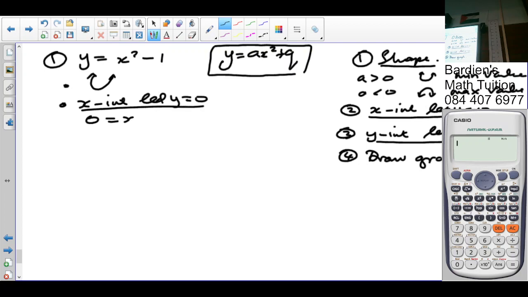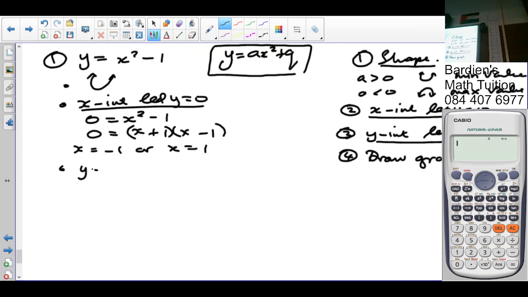So 0 is equal to x squared minus 1. So the difference of 2 squares, not so. x plus 1, x minus 1. Set each bracket equal to 0, so x equals minus 1 or x equals 1. So if you look at the graph that we have drawn, you would have seen that it goes through negative 1 and 1, not so. Right. What do we do after this? Y-intercept. What do you do for y-intercept? Let x equal to 0.